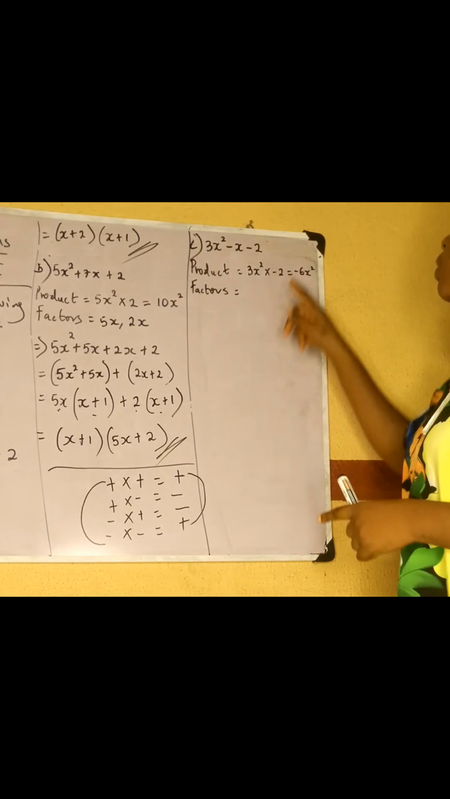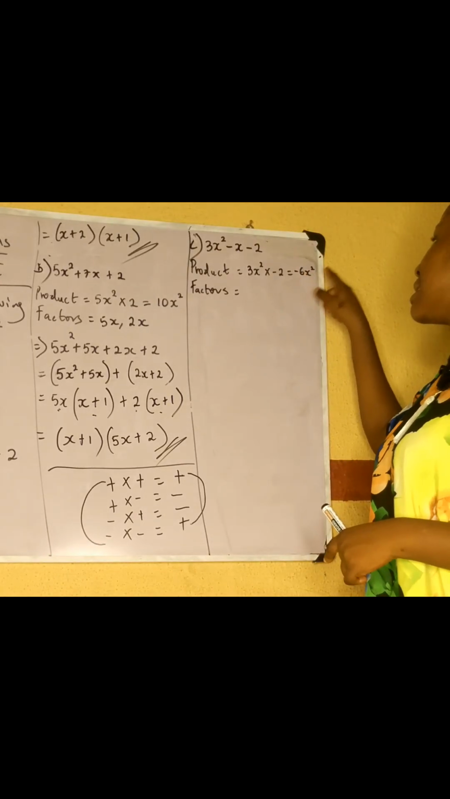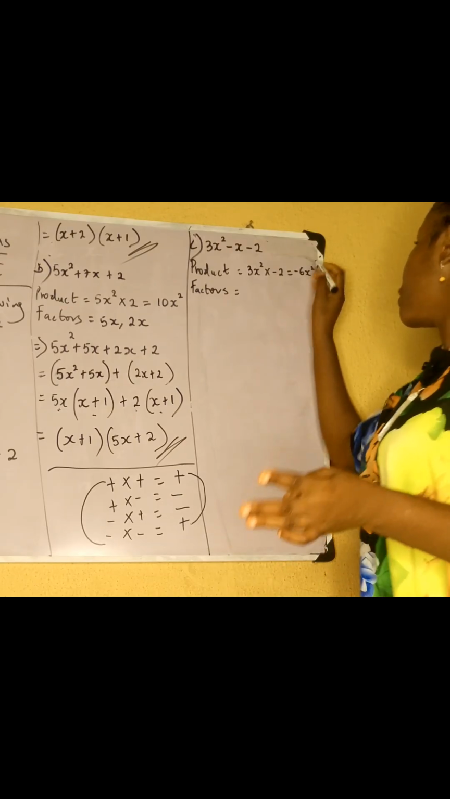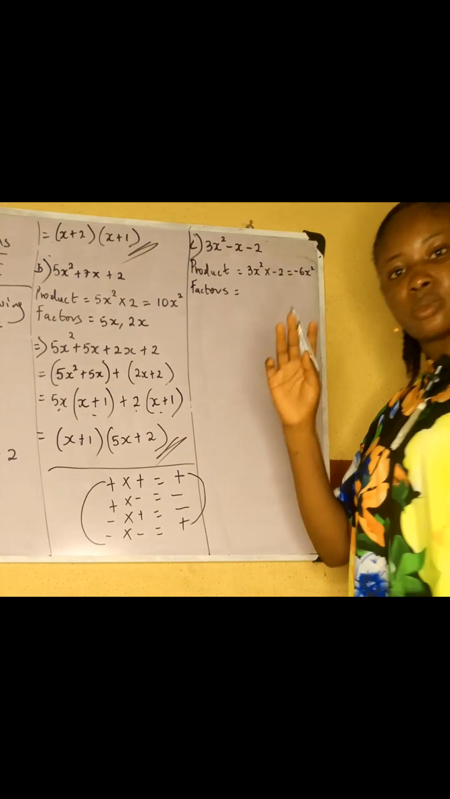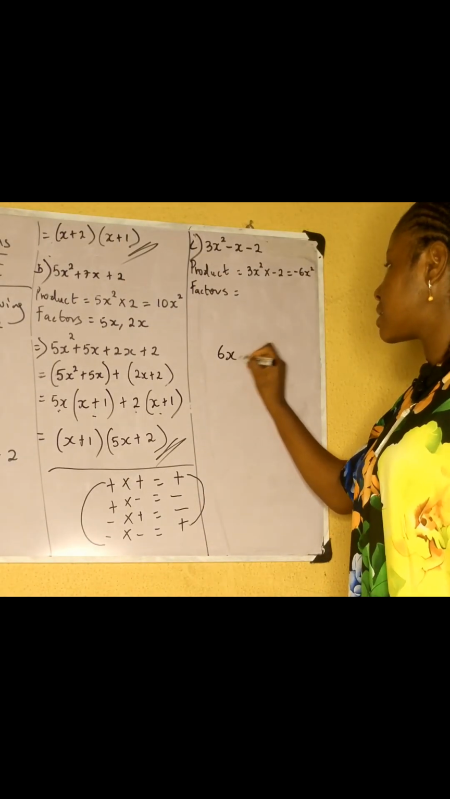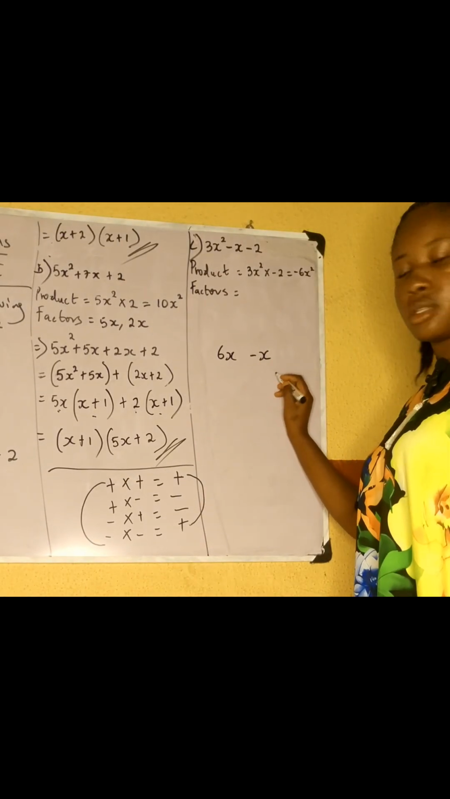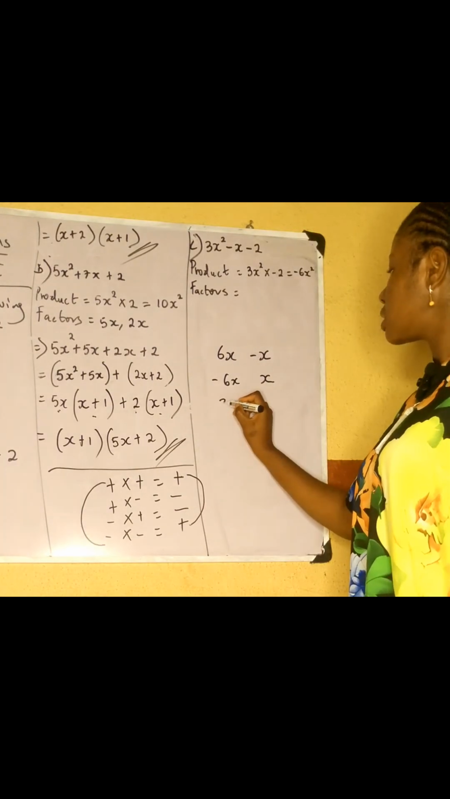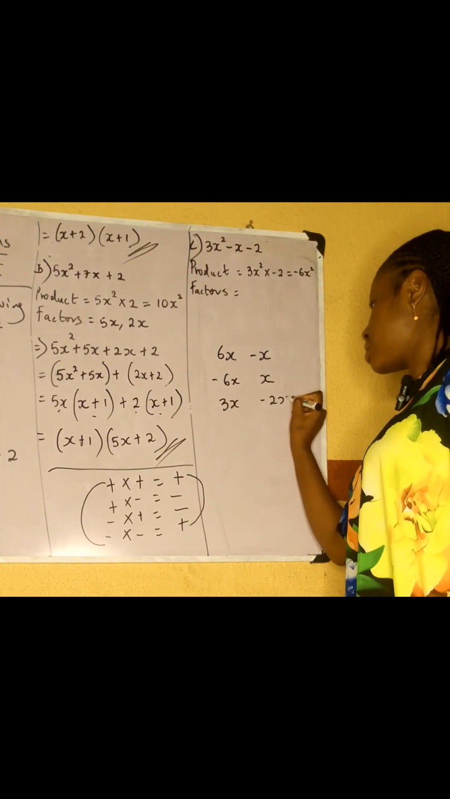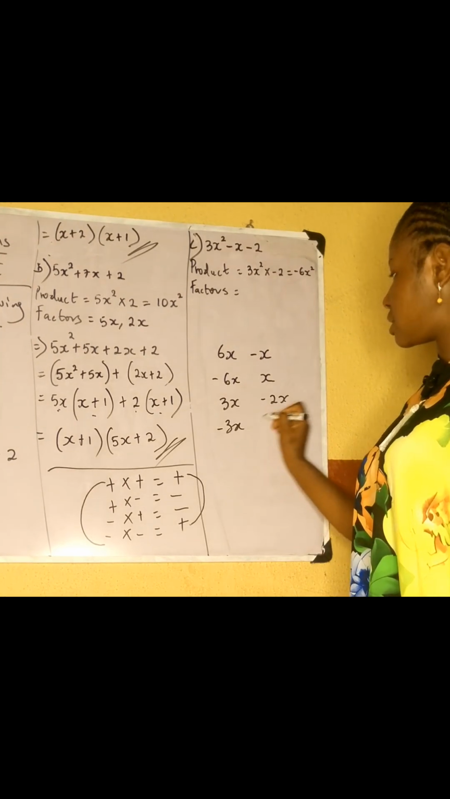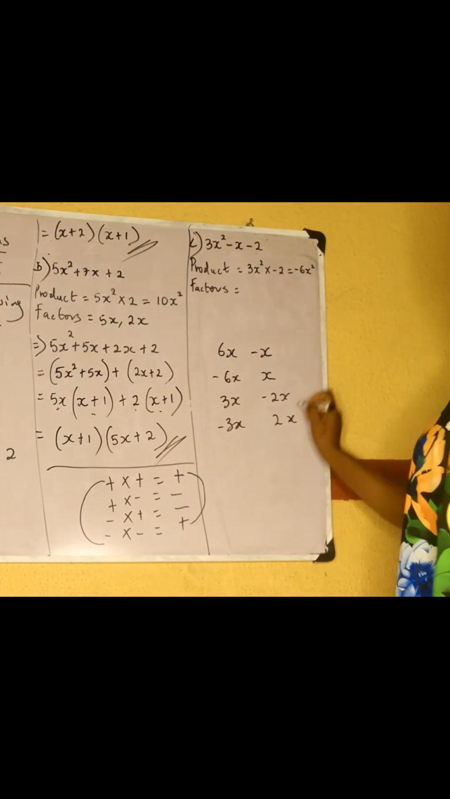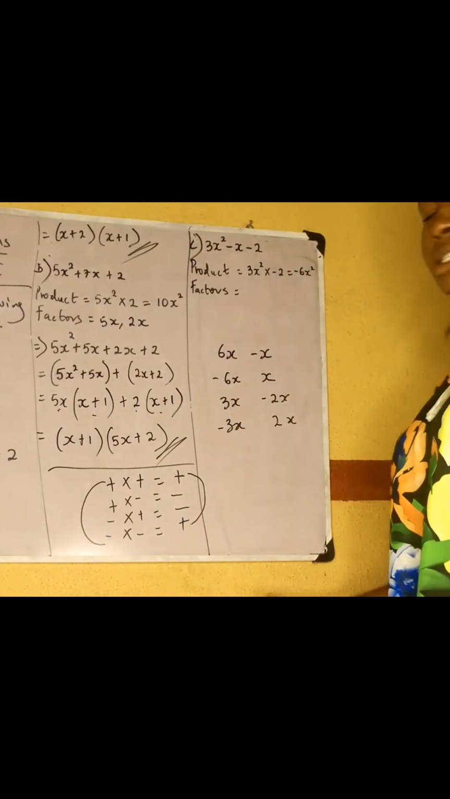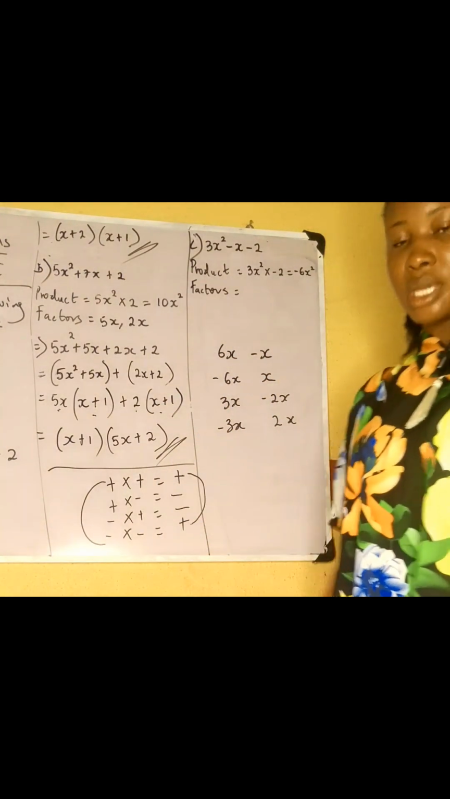So now, looking at this, I'm looking for minus 6s squared. There are two possibilities that can give me 6s squared. But remember, because it's negative, one has to be positive and one has to be negative. So I have 6s and minus s, or minus 6s and s, or 3s and minus 2s, or minus 3s and 2s. If you multiply each of these, you'll be having minus 6s squared. These are all the possibilities that can give me minus 6s squared.